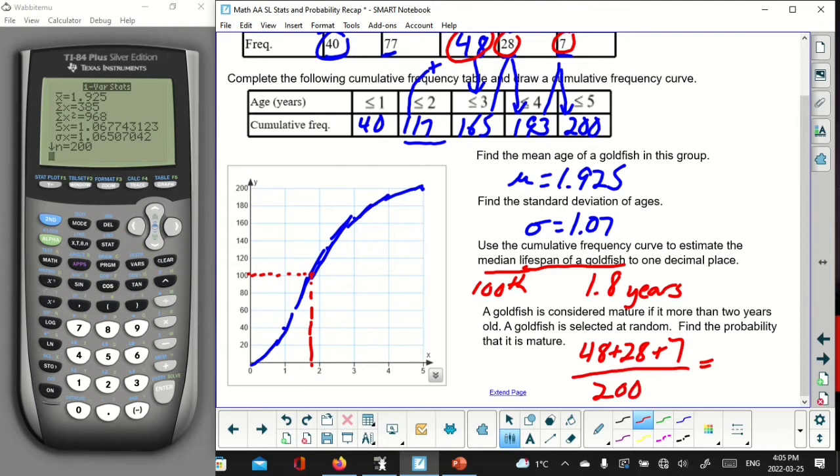So at its basic core, probability is the number of events that satisfy the condition out of the number of total possible events. In this case, that means 83 goldfish are mature out of 200.